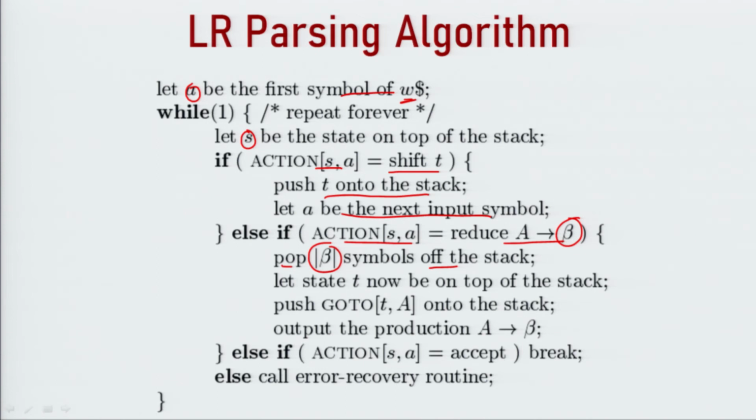Next, we will see what the exposed state is, and then with respect to the exposed state and A, we will refer to the goto table, and in the goto table we will find the particular entry, suppose this is T. So, we will push T onto the stack, and then the exposed state is T, then we will go to T comma A, and we will find what it is, suppose Q. So, we will push Q onto the stack, and there will be no change in the input tape.